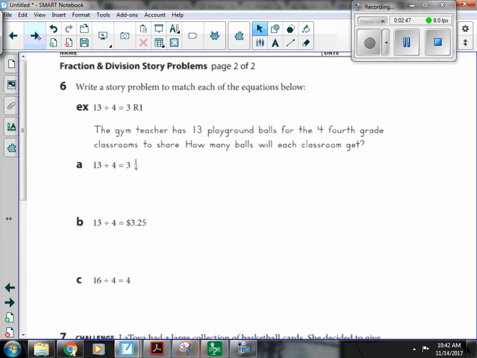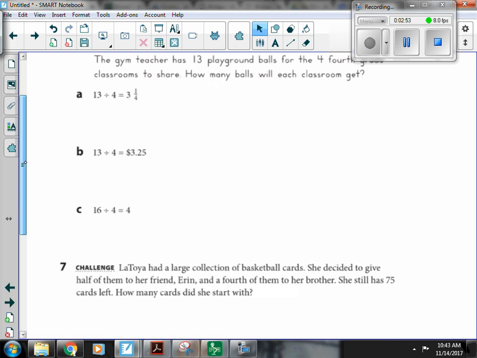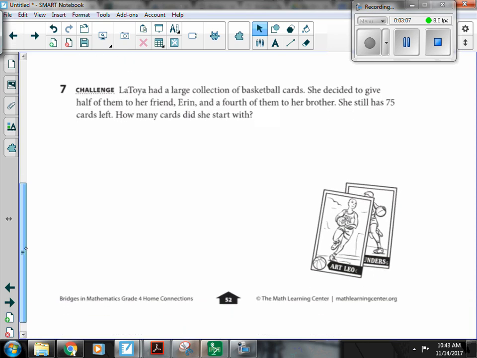On the back, the first part of the back is you are writing story problems. So I'm not going to put anything there because they're all going to be different. You have to come up with something. Looks like we're going to be splitting something up, maybe food or cookies or something that we can have a fraction for A. Letter B has money, so we're going to talk about something like that. And letter C can be anything, and it works out evenly. And then on to our challenge.